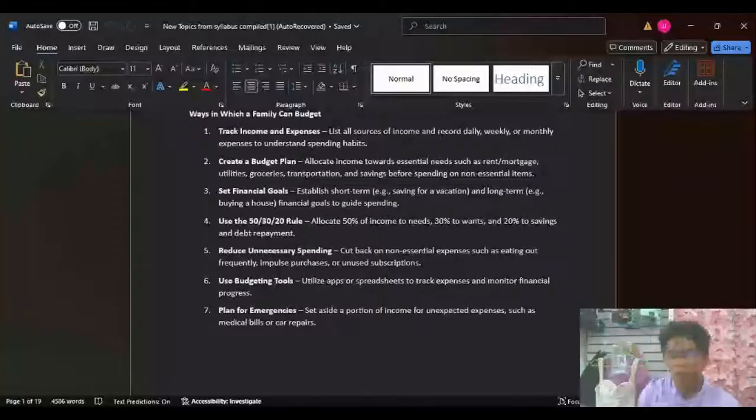There is something called the 50-30-20 rule, which means allotting 50% of income to needs, 30% to wants, and 20% to savings and debt repayment.